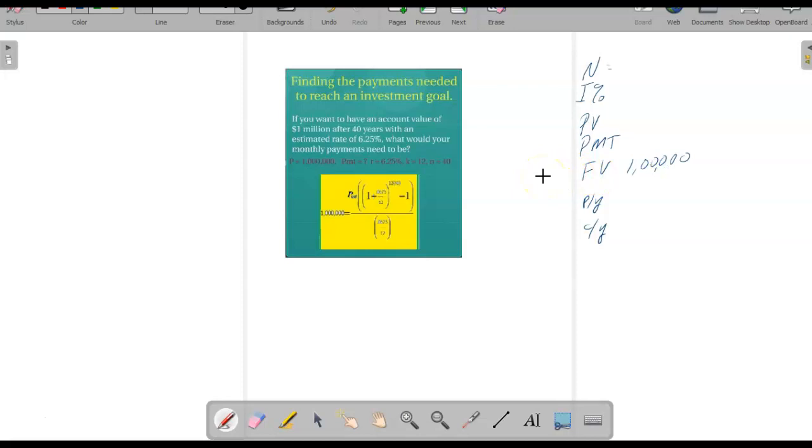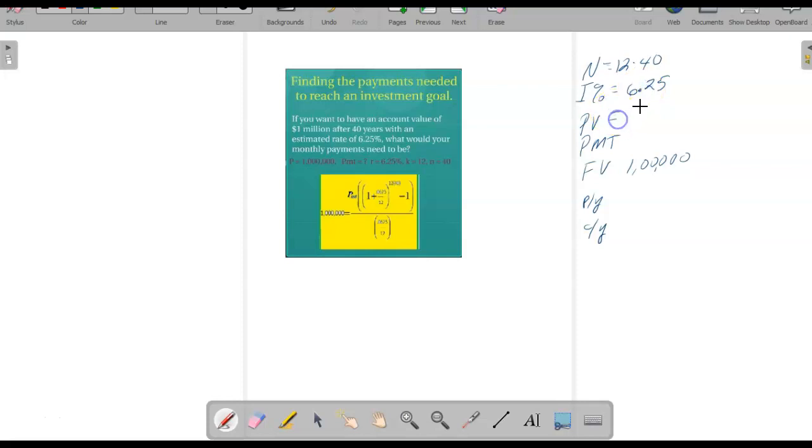And the number of compoundings. Now, how many years do we have to do it? It said 40 years. So that should be 12 times a year. I think this said monthly. Didn't it say monthly payments? Yeah, what would your monthly payments be? So we got to have monthly payments. So it's 12 times 40. And your interest rate was 6.25%. Oops. Let me erase that 5. 6.25%.